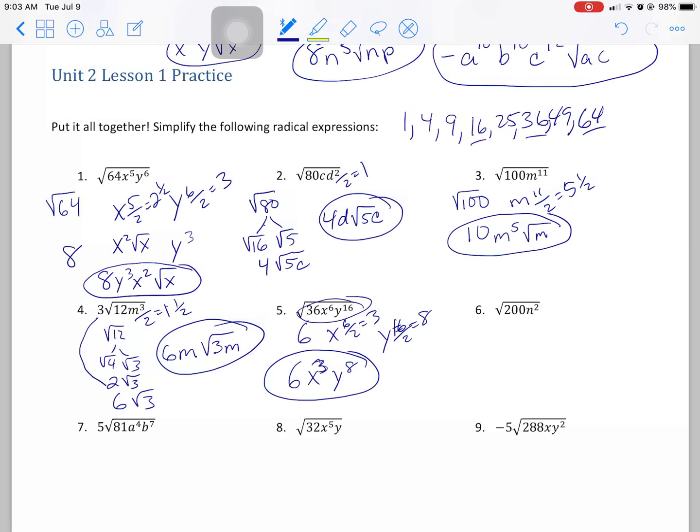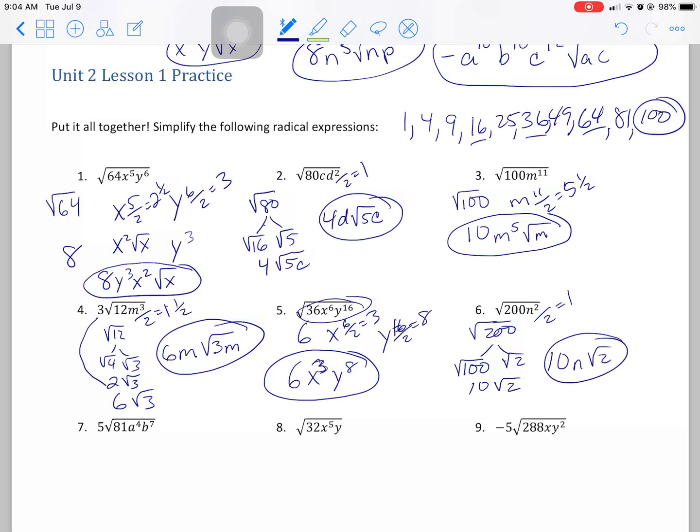All the terms. All right, square root of 200. Square root of 200. Well, remember what's on this list: 64, 81, 100 is a perfect square. And 2. So this would be 10 square root of 2 just for that part. And the n's, all the n's come out as 1. So my final answer is 10n square root of 2.